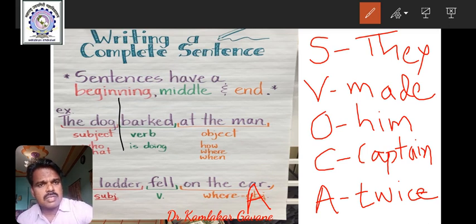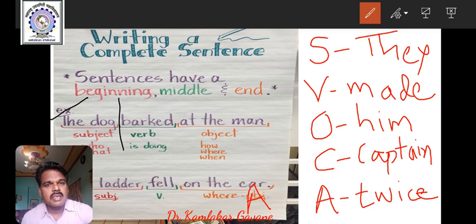Here, which is the action in this sentence? Bark. And who does this action? Who barks? The dog. The doer of action in this sentence is the dog, hence the dog is the subject. Right? Subject is the doer of action. Remember 2 things about subject. One, subject is usually the doer of action. And second, subject occurs in the beginning of a sentence.